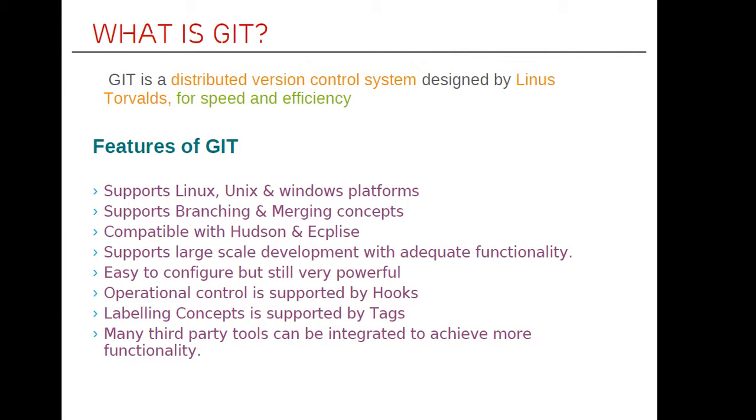Now, what are the features of Git? First, Git supports the Linux, Unix, and Windows platforms. Second, it supports the branching and merging concepts. Third, it's compatible with Hudson and Eclipse. Fourth, it supports large scale development with adequate functionality. Fifth, it's easy to configure, but still very powerful.